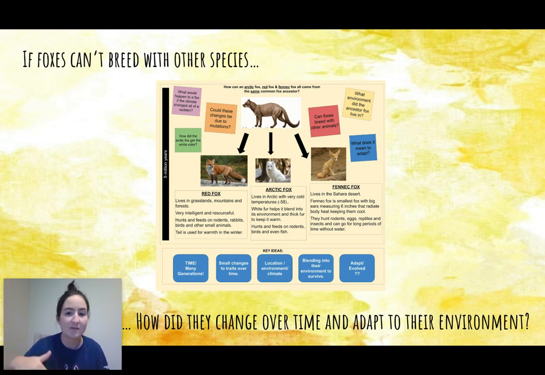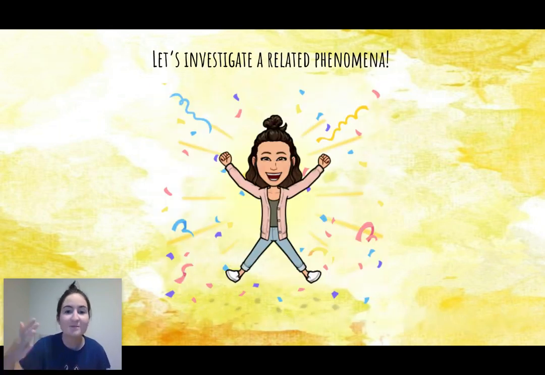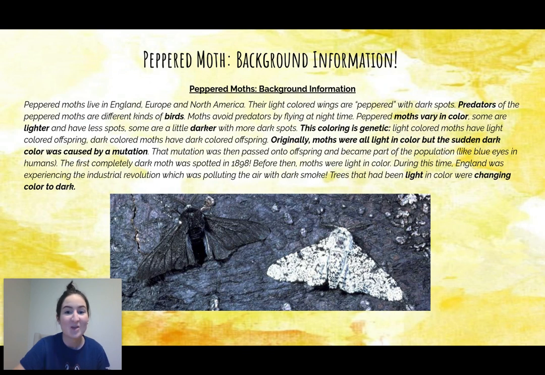How did the Arctic fox get its white fur? How did the fennec fox get its tan fur and its big ears? How did the red fox get its red coloring and be able to fit that environment? So that's what we're going to try and figure out by investigating a related phenomena. So we're going to be looking at peppered moths. You're going to read this background information about peppered moths.